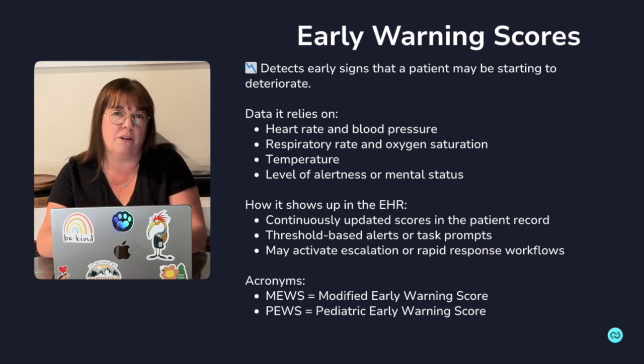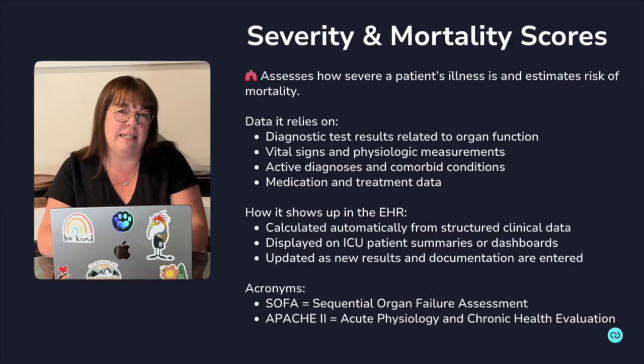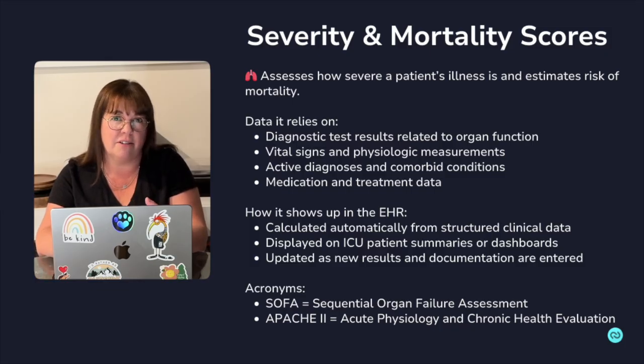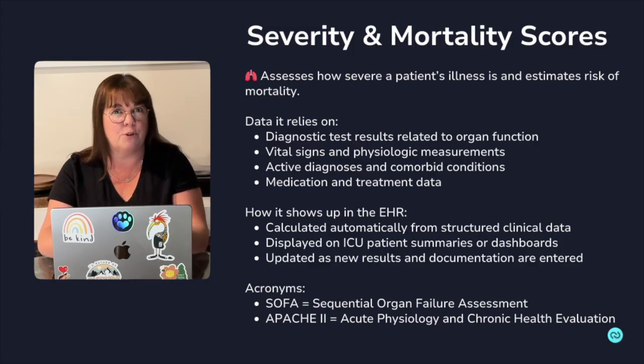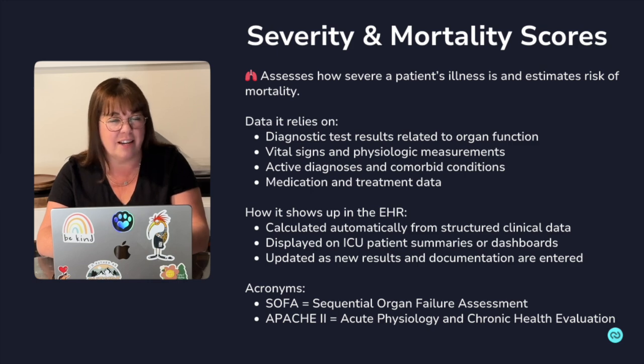Early warning scores will tell you when a patient is starting to decline, but once we get to intensive care units, the focus shifts to understanding how severe that illness actually is. Scores like SOFA are used to assess organ function across multiple systems, considering things like respiratory function, cardiovascular stability, liver and kidney function, coagulation, and neurologic responsiveness. And scores like APACHE II will build on that by incorporating physiologic measurements, diagnostic test results, age, and chronic health conditions to estimate mortality risk. Both these scores pull from a wide range of data, including lab results, medications, active diagnoses, and structured clinical documentation.